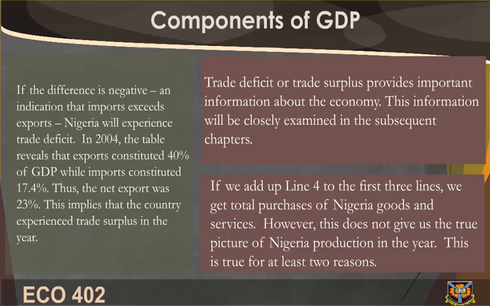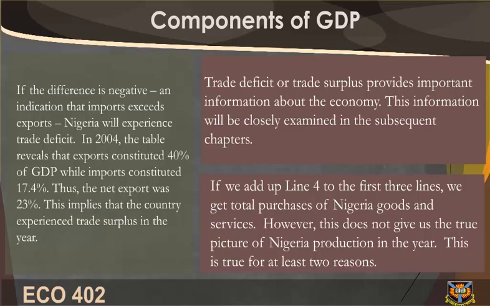Exports are the purchase of Nigerian goods by foreigners, and imports are the purchase of foreign goods by Nigerian consumers. Exports are added while imports are deducted. The difference between the two, export and import, is called net export or the trade balance. If the difference is positive, an indication that export is more than import, Nigeria will have trade surplus. If the difference is negative, an indication that import exceeds exports, Nigeria will experience trade deficit. In 2004, the table reveals that exports constituted 40% of GDP, while imports constituted 17.4%.